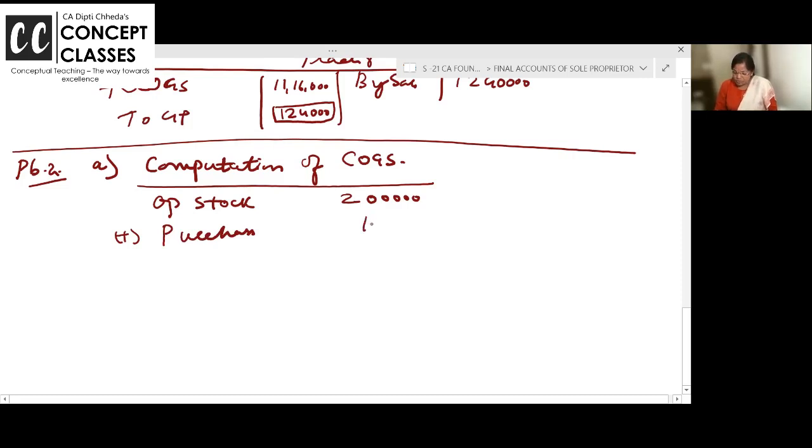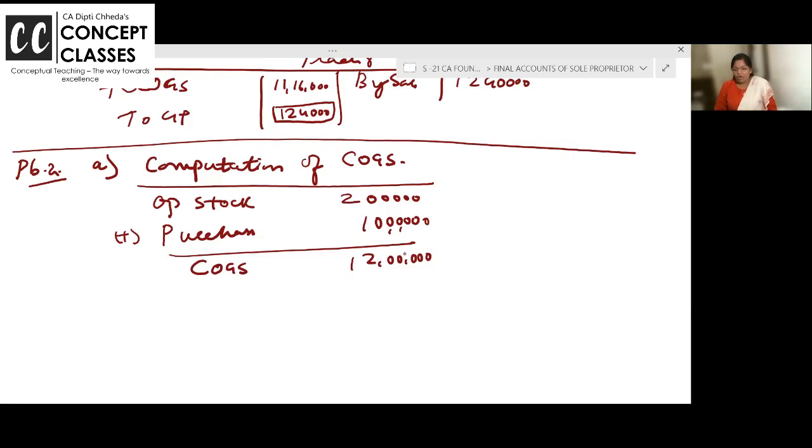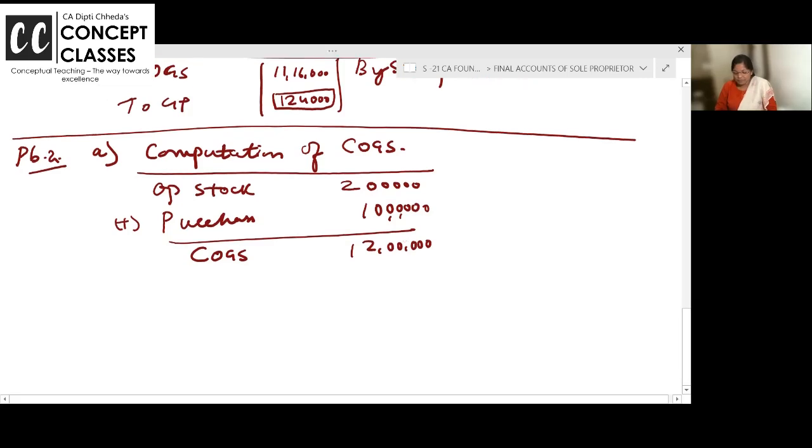Purchases is given to you, 10 lakhs. So what is your cost of the goods sold? 12 lakh. I'm not taking expenses because there's no clarity whether expenses are like carriage inward, and that has not been given to us. I hope you all are getting it. I want to repeat, I'm not taking expenses. We don't know whether they are related to trading account or P&L, so we'll not take them.